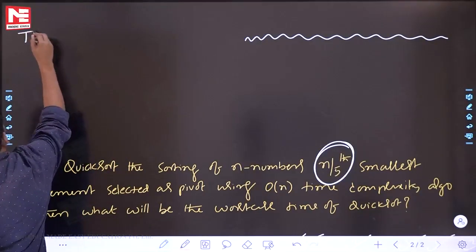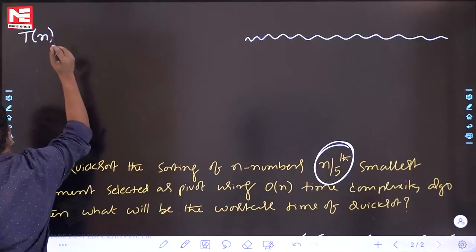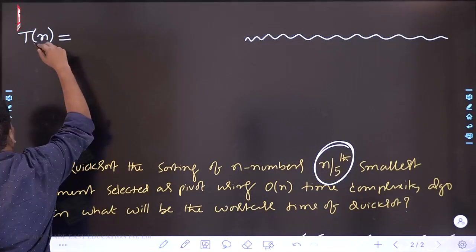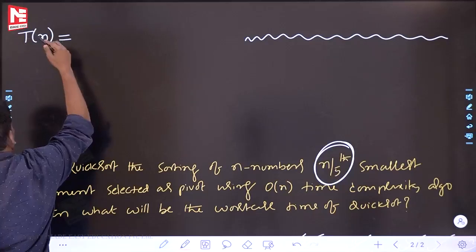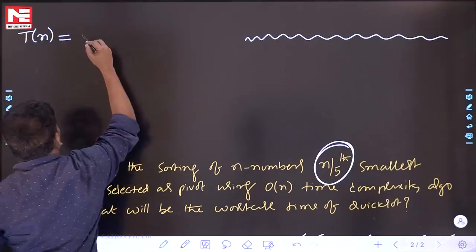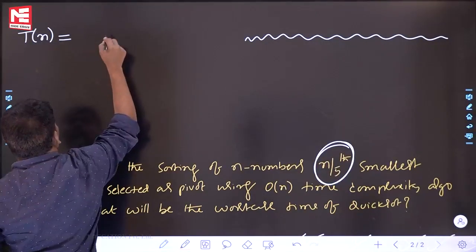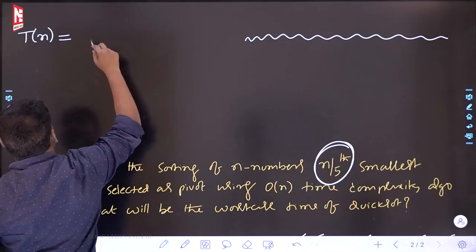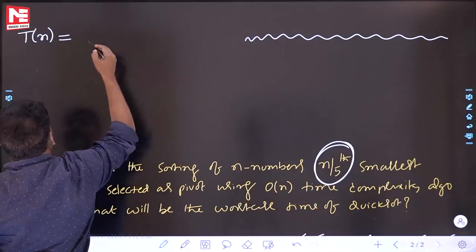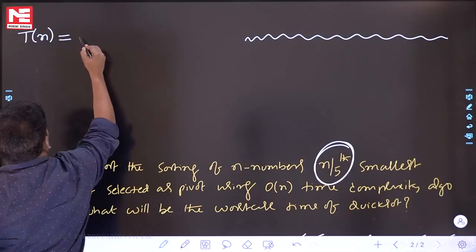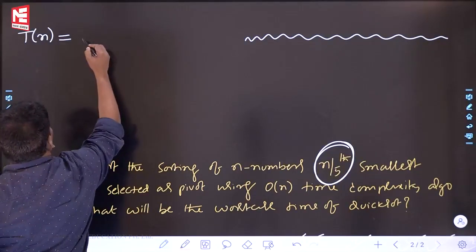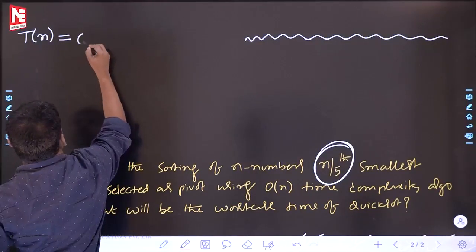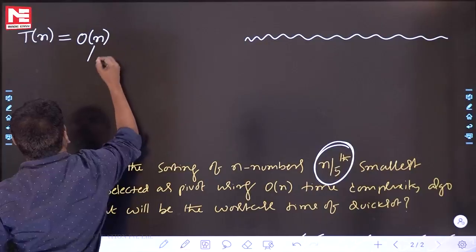Time complexity of the quicksort, T(n), is equal to... if you want to find the time complexity of quicksort, can you tell me what is the first step of quicksort? If you want to apply quicksort, you have to apply partition first. If you want to apply partition, you have to take a pivot. Normally, which element do you take as pivot? First element. How much time? Constant. But now, which element are you taking as pivot? The n by fifth smallest element. How much time? Order of n. Order of n time for pivot selection.